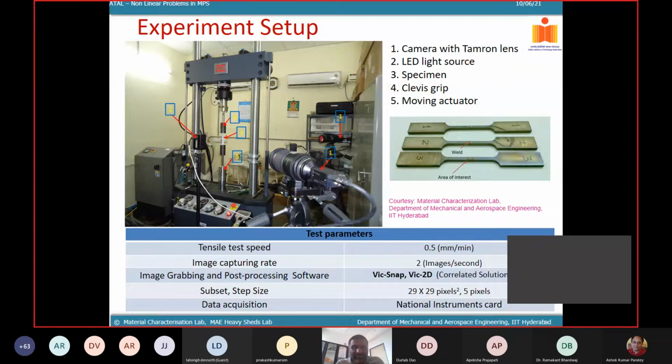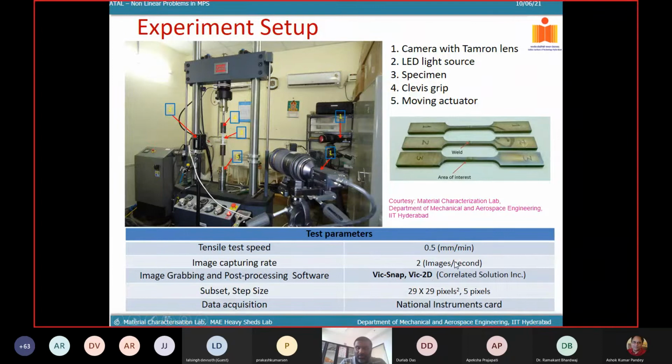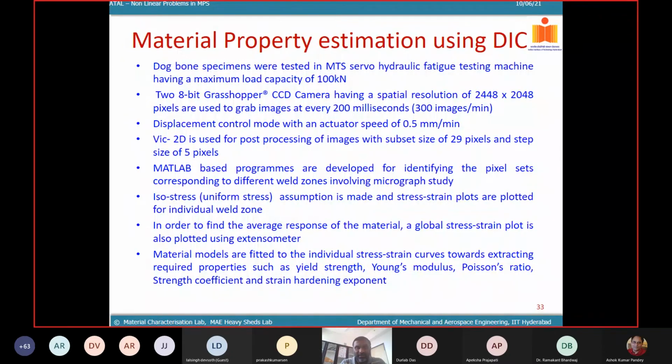And you can see that we have used a two-dimensional configuration. This is a 100 kilonewton fatigue machine, and we carried out the test.